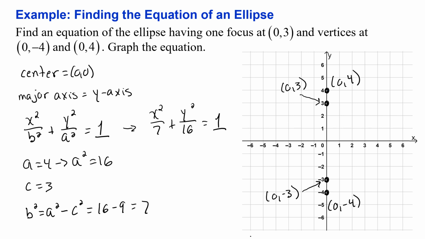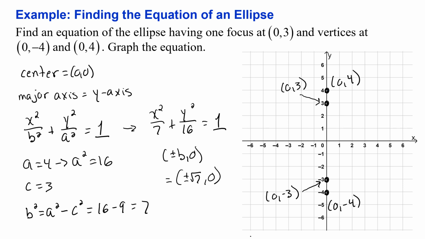And now that we have found the equation of the ellipse as requested in the problem statement, let's finish by graphing the ellipse. We need to plot the endpoints of the minor axis, which in this case will be the x-intercepts. We know the endpoints of the minor axis are a distance of b from the center of the ellipse. Since b squared equals 7, the endpoints of the minor axis are the points (±b, 0), which will be (±square root of 7, 0).